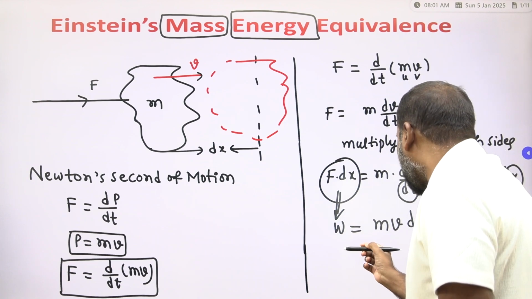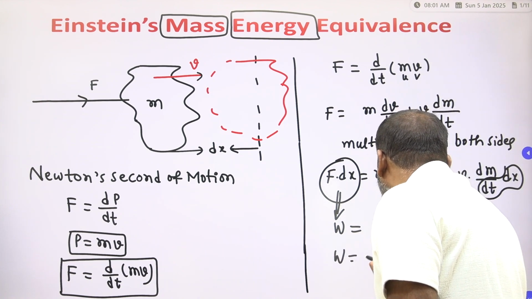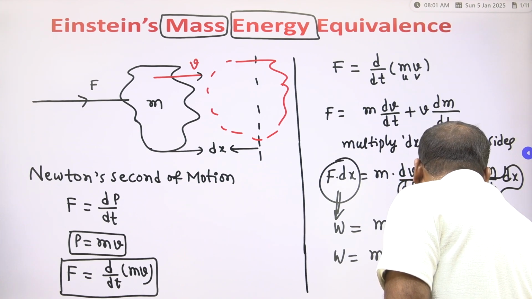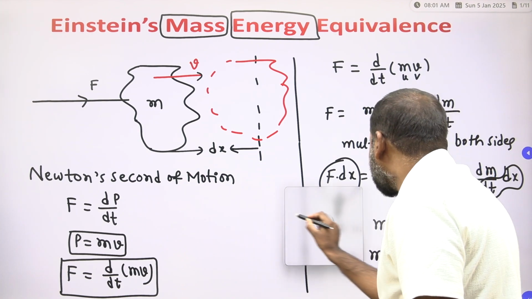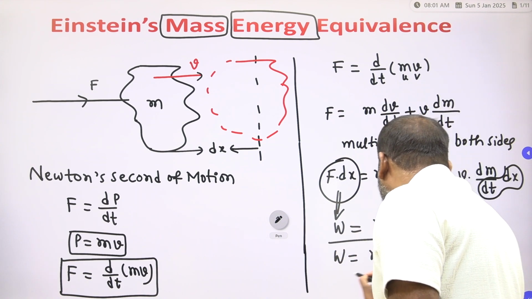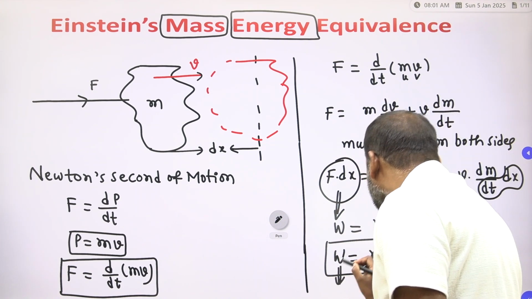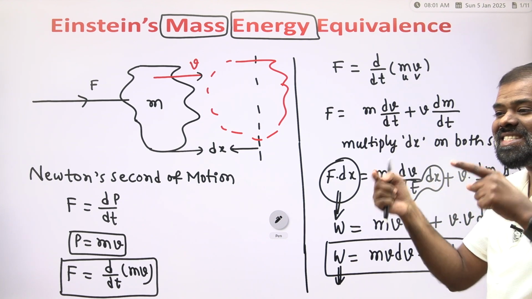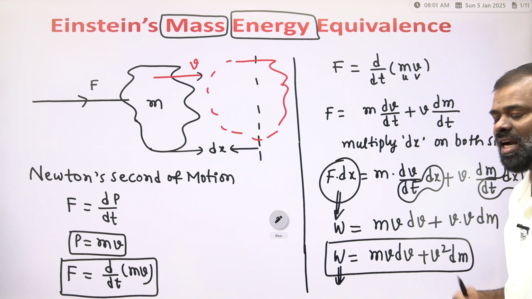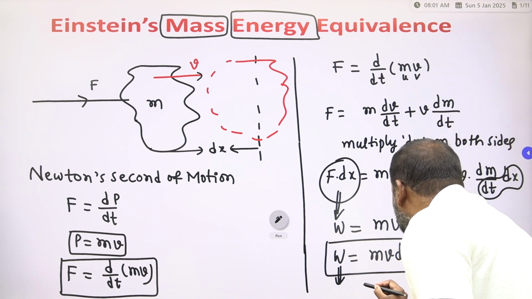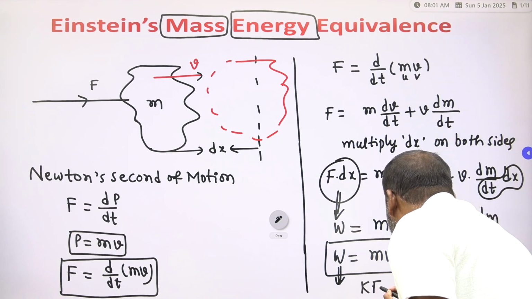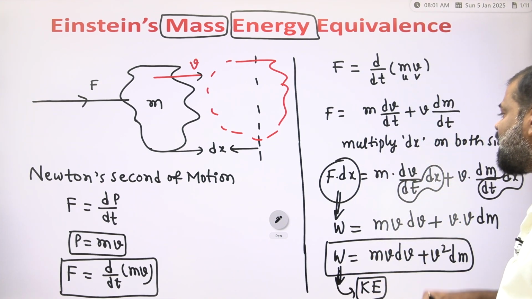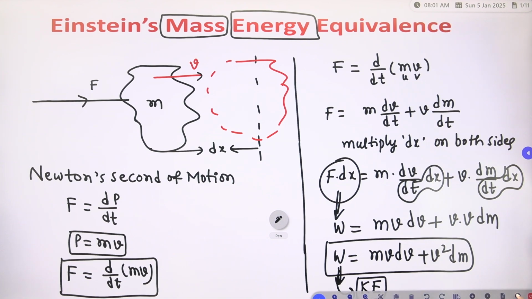So therefore what we have to write is W = m v dv + v² dm. This work done can act as a change in the kinetic energy. W will become the kinetic energy, right? This W is equivalent to the change in the kinetic energy. How do we have to take it?